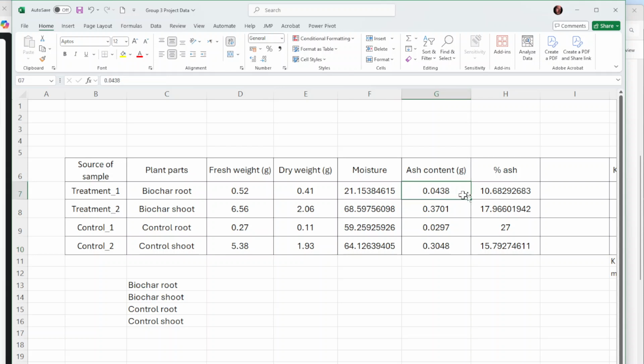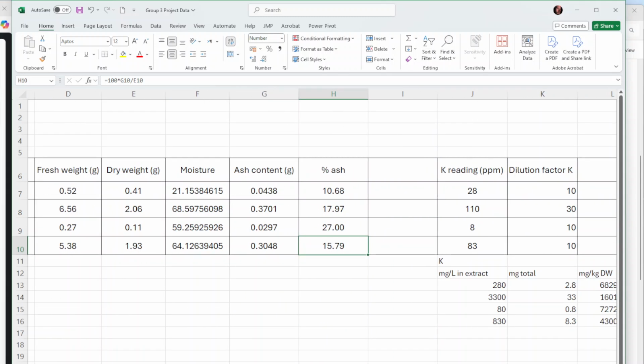Okay, the ash content will be the same thing. You have the grams of ash, but also you have the amount of the dry weight. So you can do 100 times the amount of ash that you have in grams divided by the dry weight. That gives you the percentage of ash in your plant material. So you have 10% of ash in this biochar root, 17 on the shoot, 27% on the control root, and 15 on the shoot. Here you don't have replicates, so you cannot do statistics on this, but you have the average value.